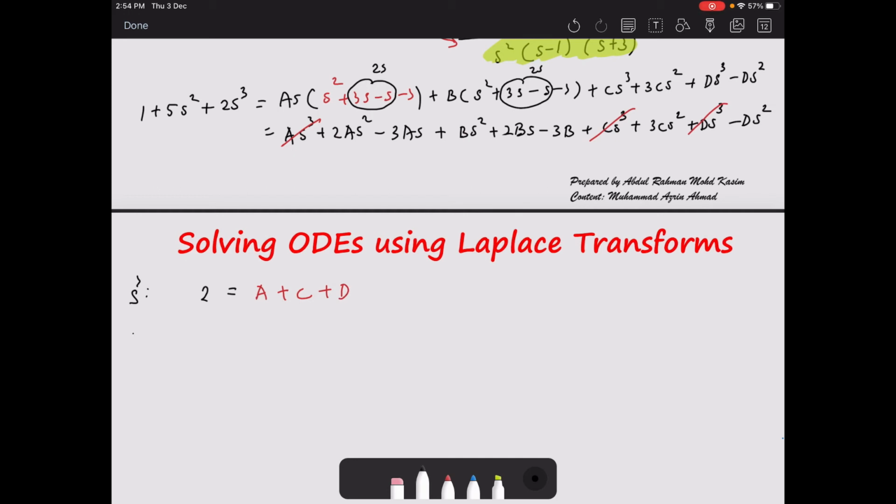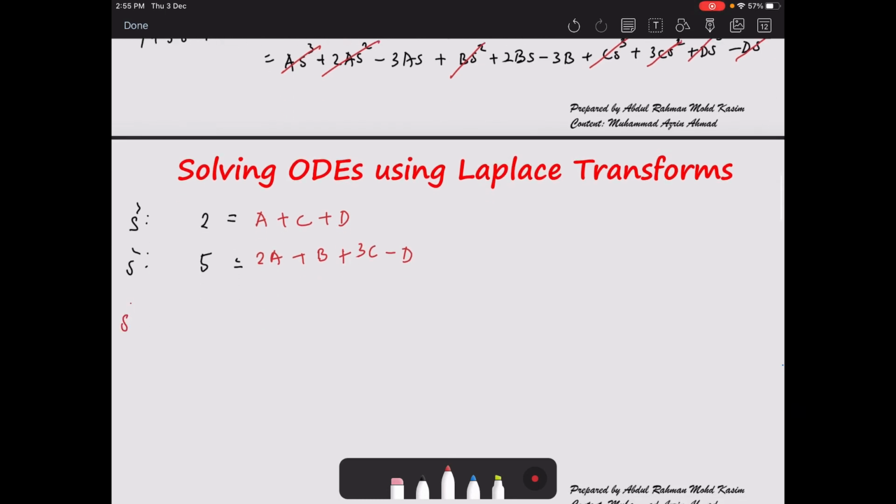Okay, for the s power of 2, look at here, you have 5 on the left hand side. Then you may find its coefficient. For this one you will have 2a, and then you will have b, then you will have 3c and also minus d.